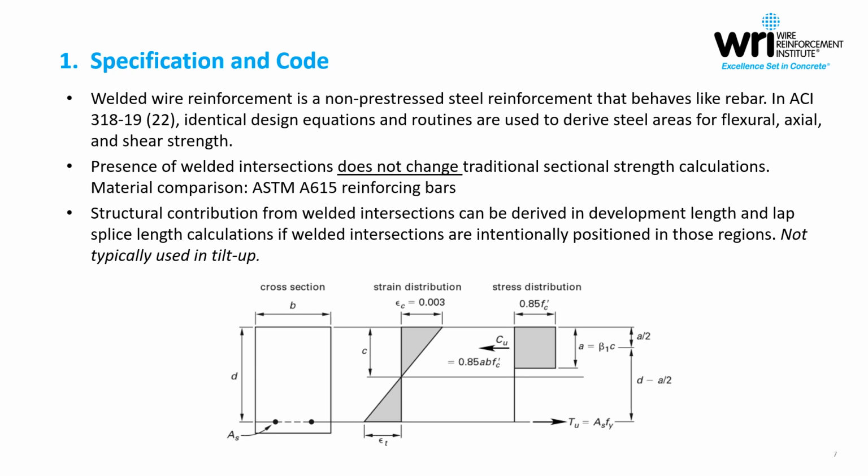Also worth mentioning is that the code does allow for intentionally positioned welded intersections to be relied upon to reduce development length and tension lap splice length. This provision is typically not utilized in tilt-up wall panel design, and instead the wires on the mat are simply lapped using the same equations one would use for loose individual pieces of rebar. But it is worth noting that those welded intersections, when located properly and of a certain size and frequency, can be counted on for structural purposes.